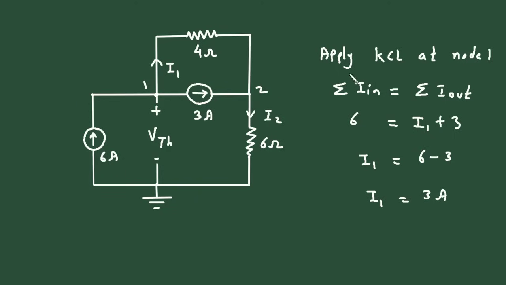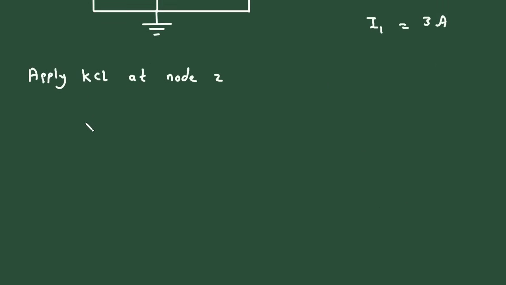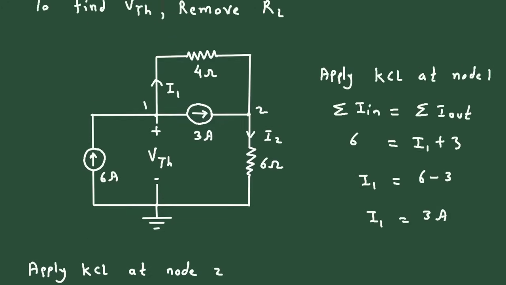Now let's apply KCL at node V2. Apply KCL at node 2. Now according to KCL again, summation of all the currents entering a node is equal to summation of all the currents leaving the node. Now here the entering currents are I1 plus 3 ampere. So I1 plus 3 ampere is equal to I2.